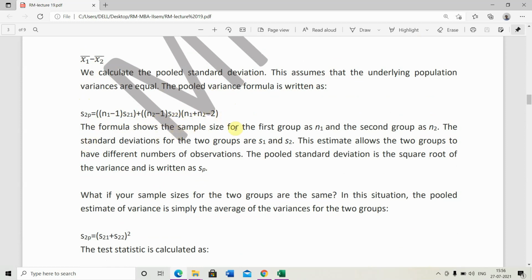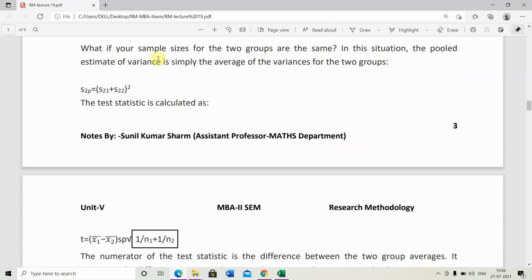The formula shows the sample size for the first group as n1 and the second group as n2. The standard deviations for the two groups are s1 and s2. This estimate allows the two groups to have a different number of observations. The pooled standard deviation is the square root of the variance and is written as Sp. What if our sample sizes for the two groups are the same? In this situation, the pooled estimate of variance is simply the average of the variances for the two groups. s²p equals (s1² plus s2²) divided by 2.